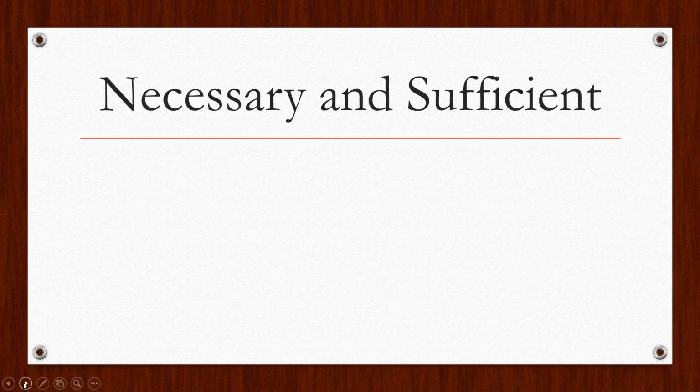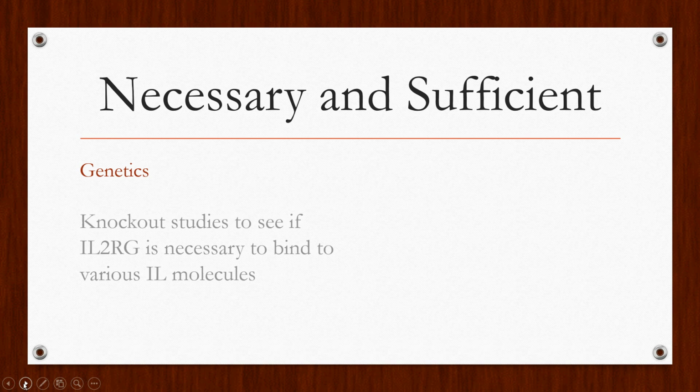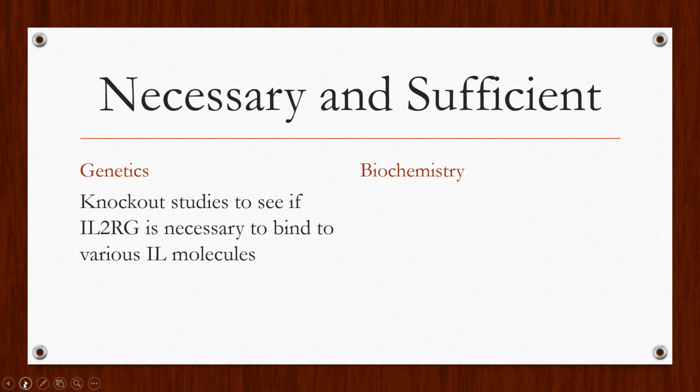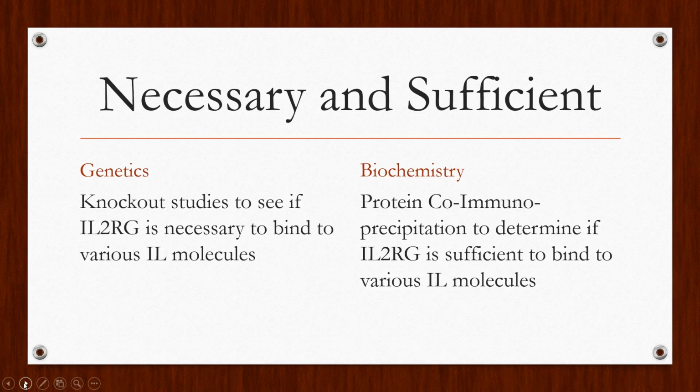Then I would find if the IL-2RG gene was necessary and sufficient to bind to these different receptors. Using a genetic approach, I would do knockout studies to see if the IL-2RG gene is necessary to bind to the various IL molecules. Using a biochemical approach, I would perform a protein co-immunoprecipitation study to determine if the IL-2RG is sufficient to bind to various IL molecules.